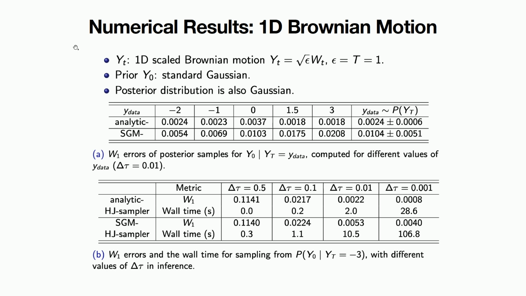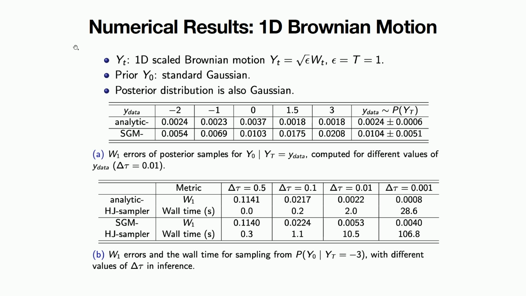And now everything is Gaussian, so we have the underlying distribution, the ground truth, so we can compute the error. Now, the first table is the W1 error of the posterior samples of the problem setup. You can see "analytical" is the algorithm where we solve the HJB equation analytically. Because everything is Gaussian, you can get the solution of the HJB equation easily using a quadratic function.